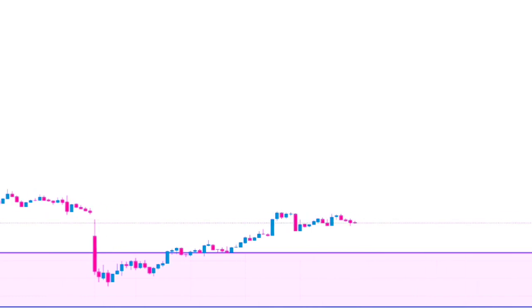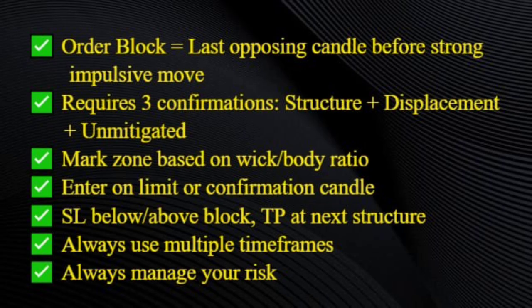Let me summarize everything we covered today. Order block equals last opposing candle before strong impulsive move. Requires 3 confirmations: structure plus displacement plus unmitigated. Mark zone based on wick/body ratio. Enter on limit or confirmation candle. SL below or above block, TP at next structure. Always use multiple time frames.